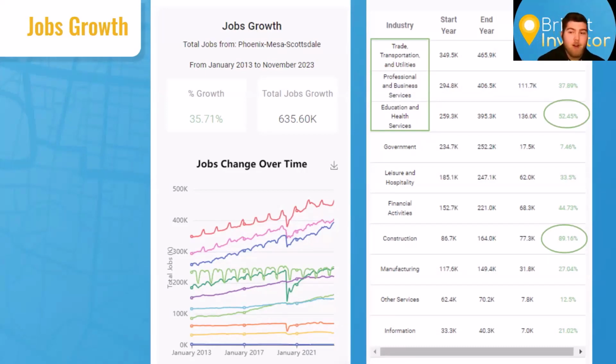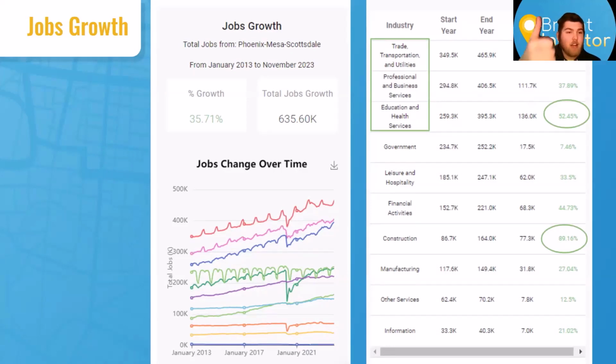And lastly, I got to point out the construction industry has grown by 89% in the last 10 years. An 89% increase in construction industry makes me think this is clearly an area where people are pouring capital into development, into new construction, and this is an area that's going to see some massive increases in appreciation. But let's go ahead and let's check the numbers.